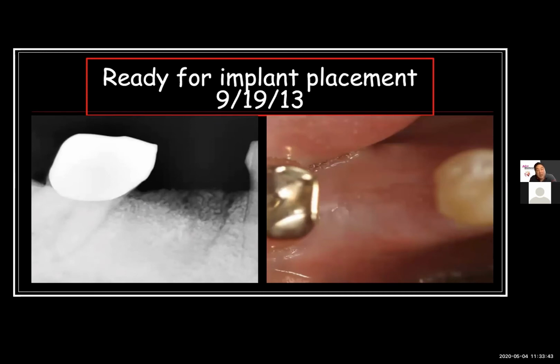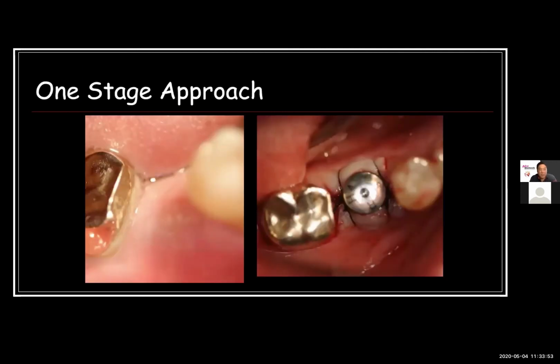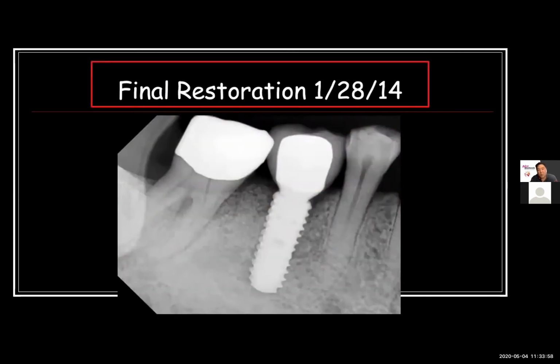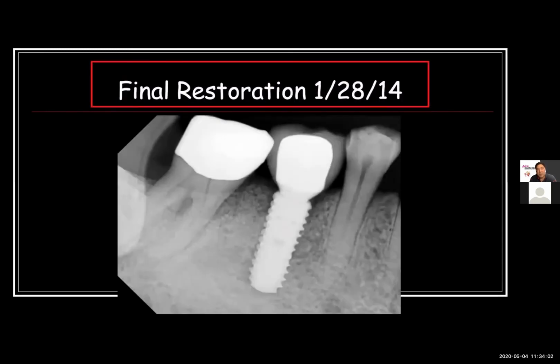Looking at this, we can treat this now as either a flapless approach or raise a flap, ensuring that we have good keratinized tissue. For this case, I raised the flap because I wanted to see the bone, and we had good bony maturation. Then we went ahead and proceeded to do this as a one-stage approach. Here's an implant with the final restoration and crown. Doing these simple sockets is very predictable. We can do this every day in our practices.